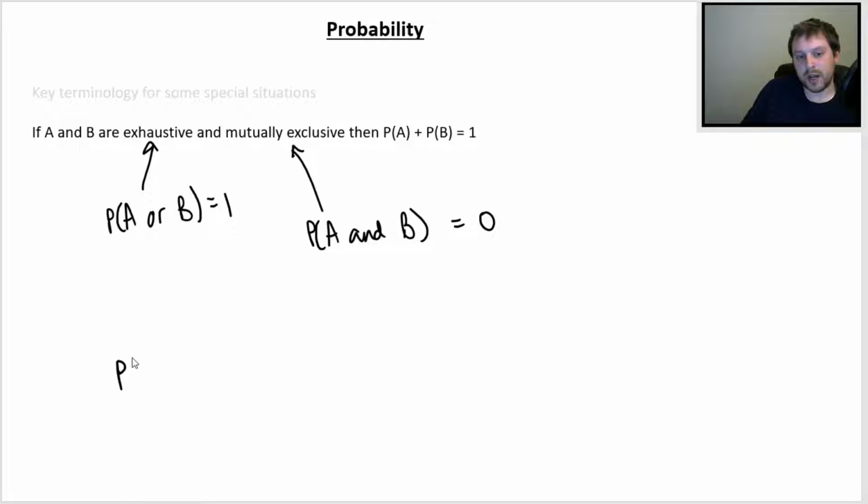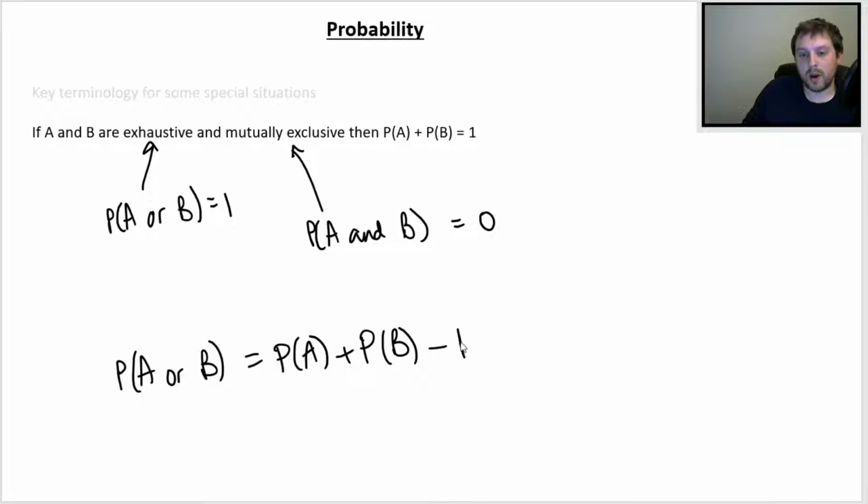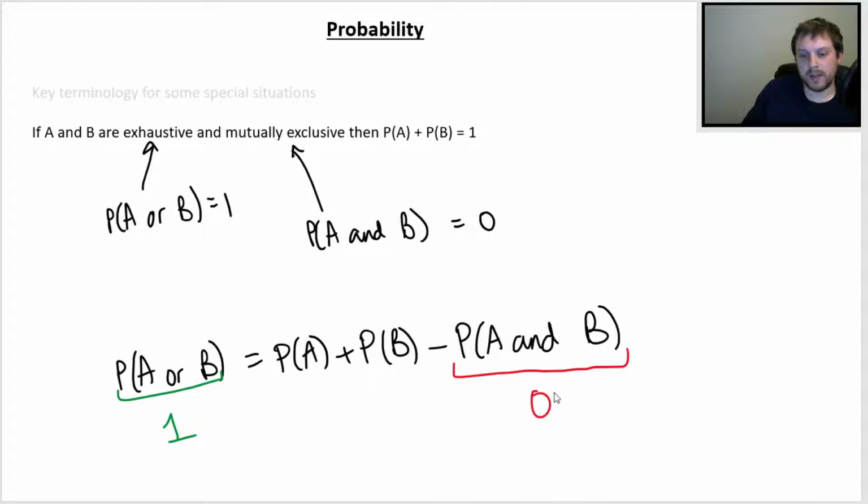And if we take our general formula, which is this, we add the probability of A with the probability of B, but we take away one copy of the middle because it's basically being double counted. And we just do a substitution, right? If we're exhaustive, then this part here is 1, and if we're mutually exclusive, then this part here is 0. So you end up with the formula that I've written there.